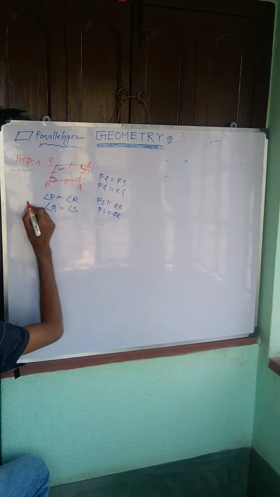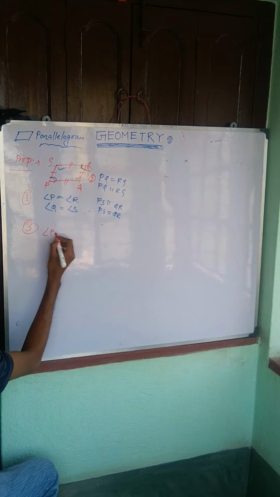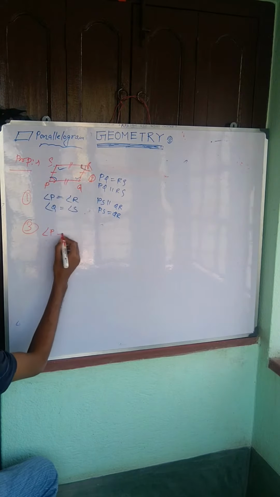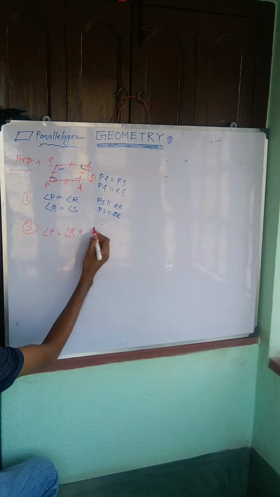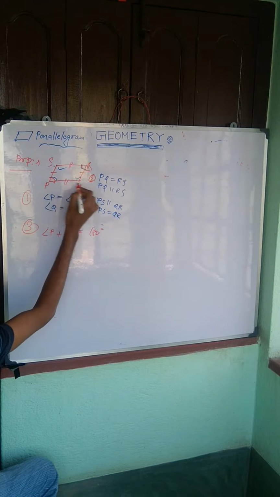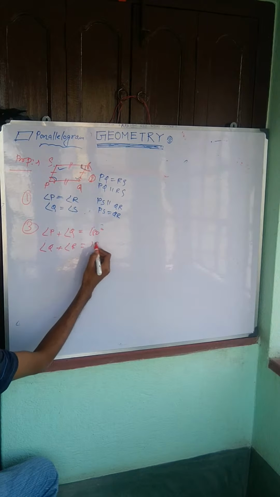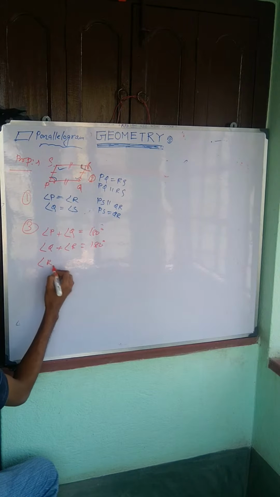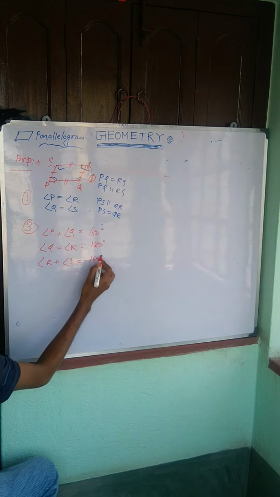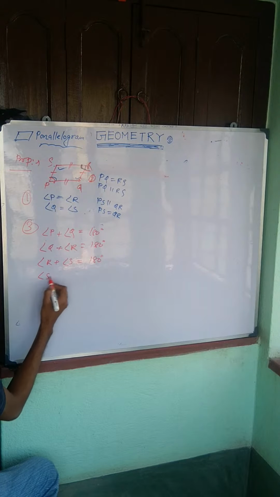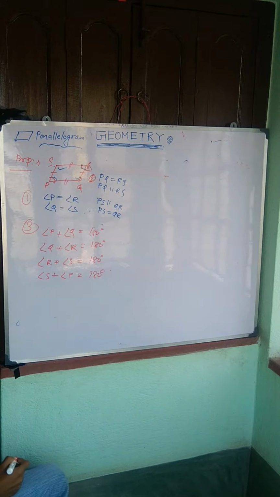And one more property here. Angle P plus angle Q equals 180 degrees. These angles are 180 degrees. Similarly, angle Q plus angle R equals 180 degrees. Similarly, angle R plus angle S equals 180 degrees. Angle S plus angle P equals 180 degrees. Understand, guys?